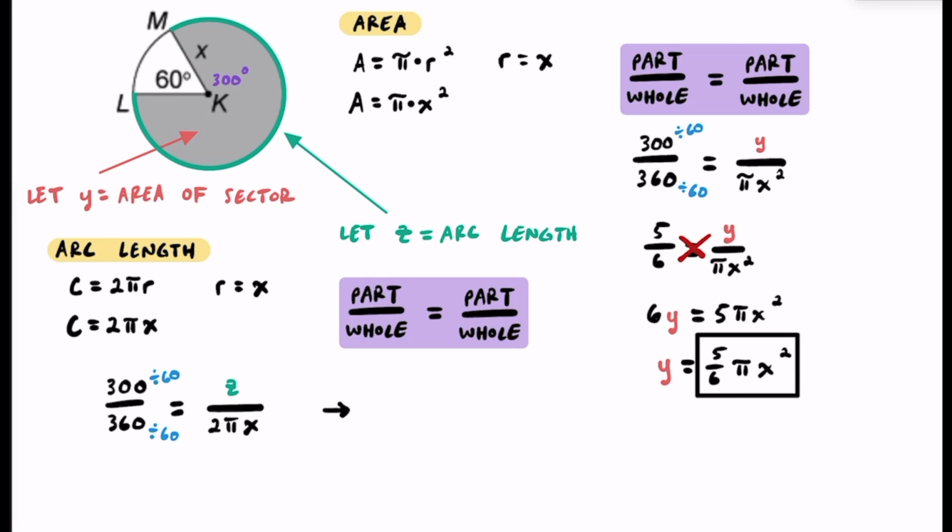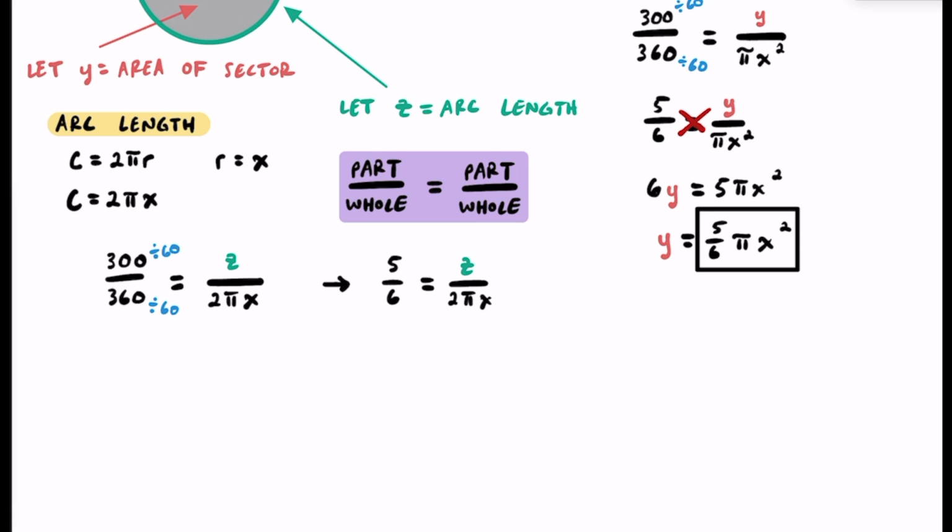And just like earlier, we of course can divide top and bottom of that ratio by 60. So we're looking at a ratio of 5/6, or the arc length is 5/6 of the entire circumference. That's going to be equal to z over this entire circumference of 2 pi x.